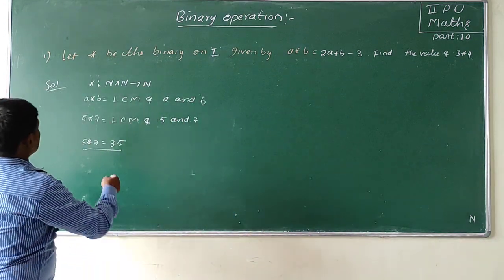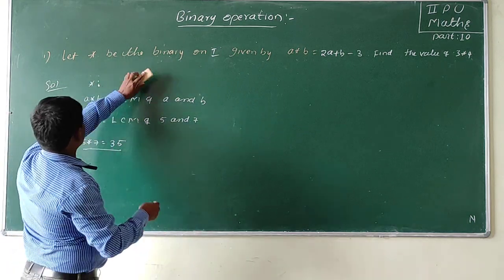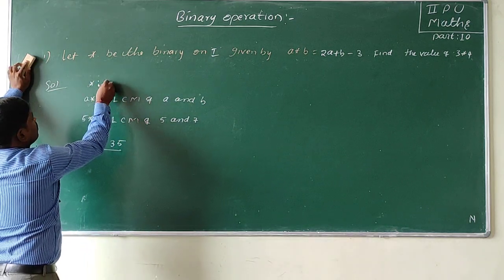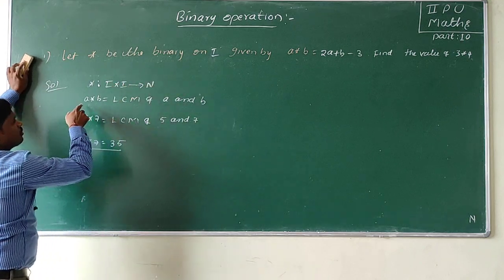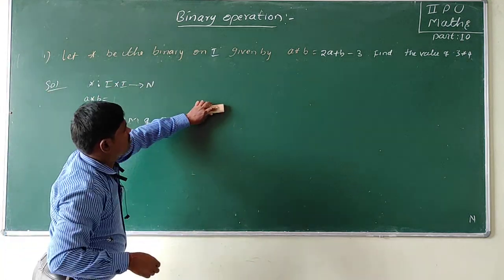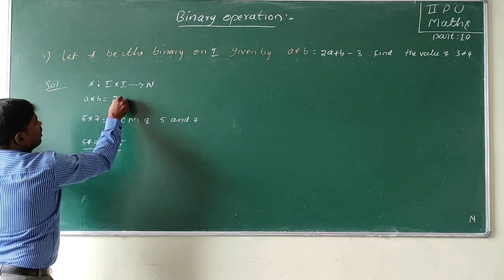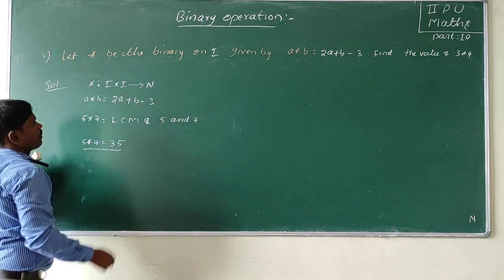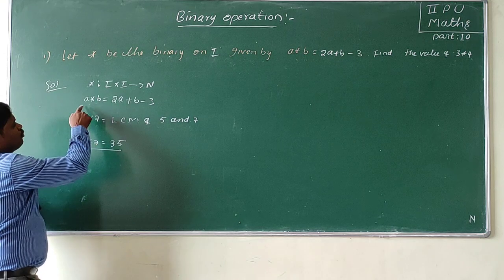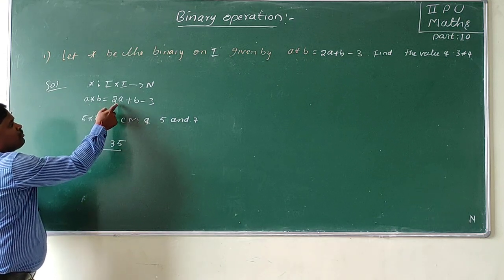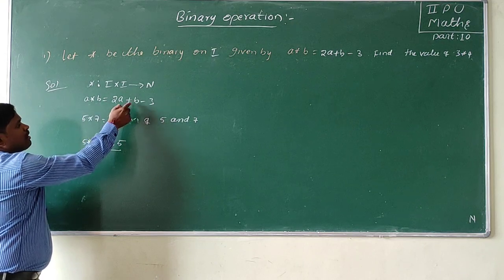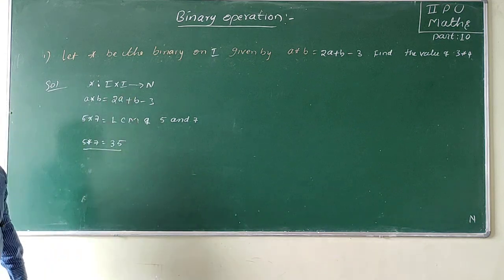Solution: star is defined from I cross I to I, and A star B is defined as 2A plus B minus 3. That means for the operation, we multiply A by 2, add B and subtract 3.